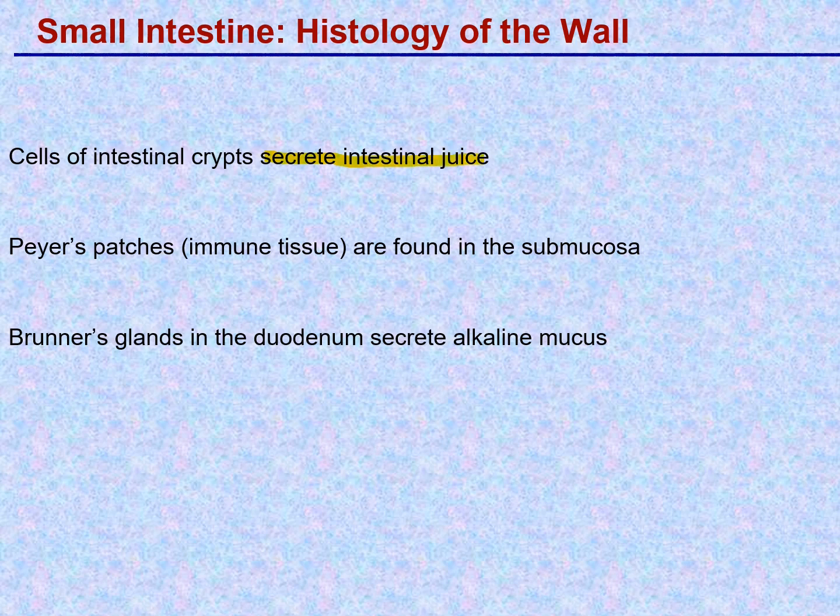As I said, there are also accumulations of immune tissue, lymphocytes, that are found in the wall. This is, of course, in the submucosa, not the mucosa, and they're called Peyer's patches. There are some glands also that secrete an alkaline mucus to protect against acids that are coming in from the stomach.